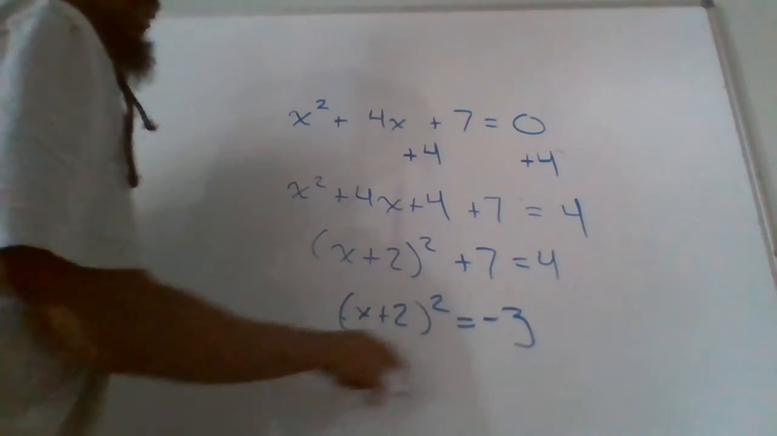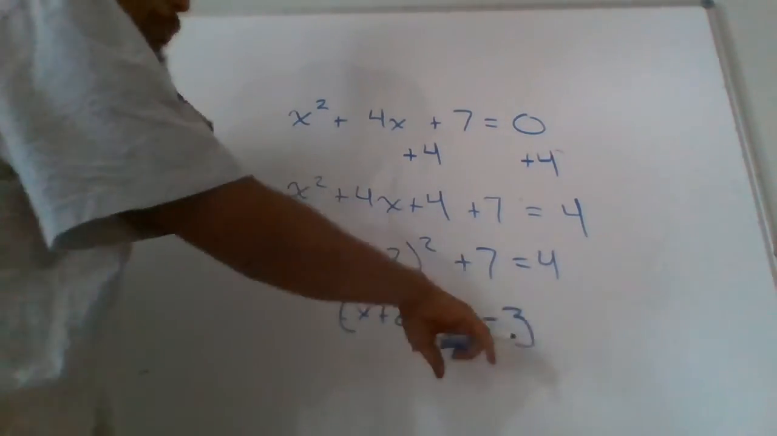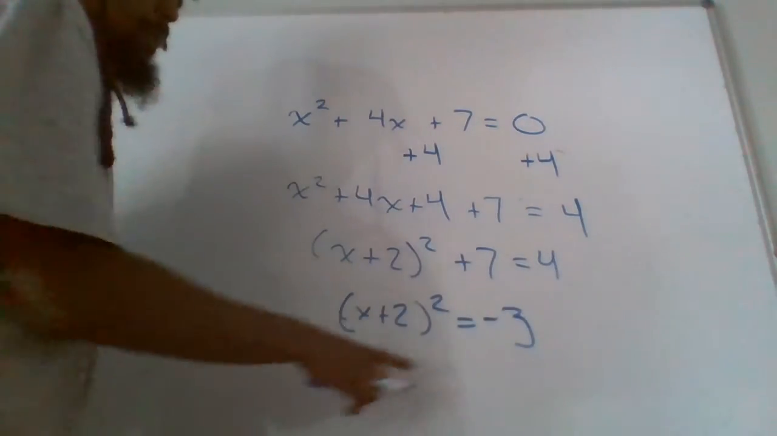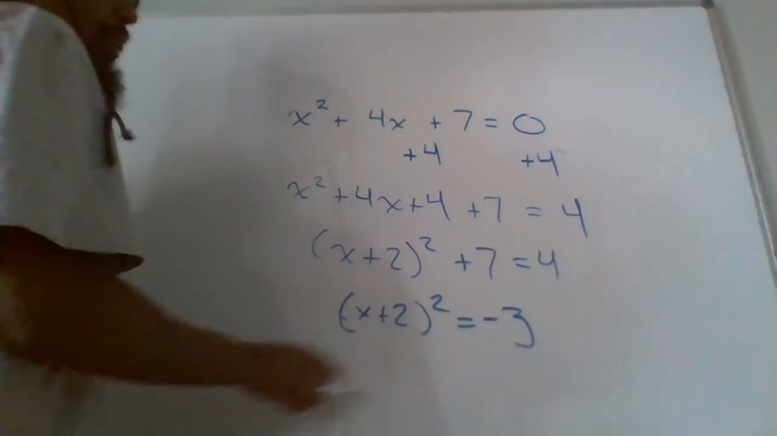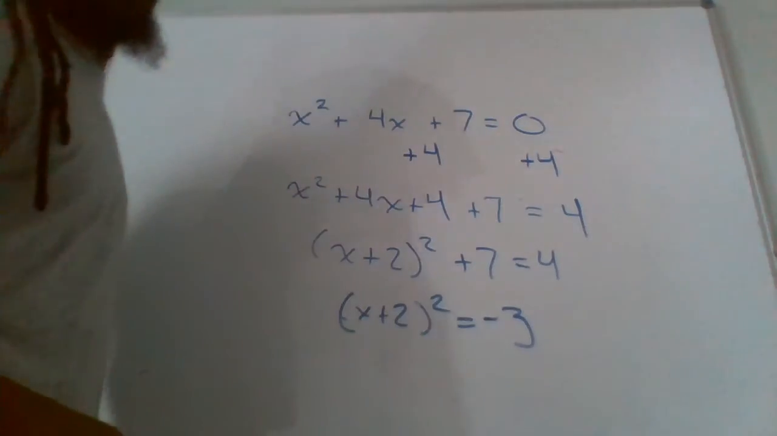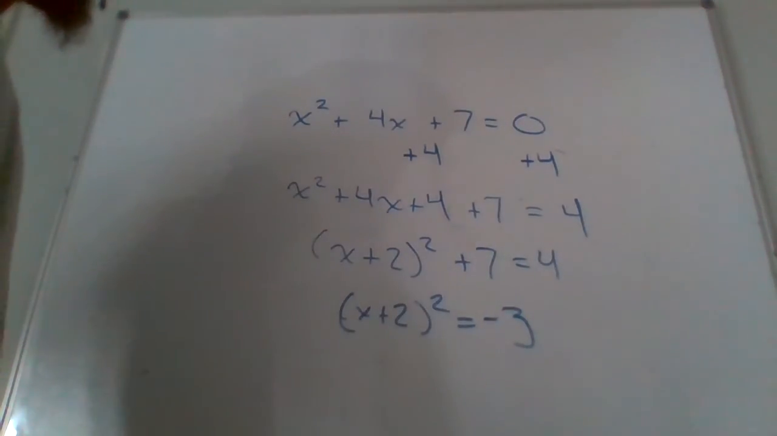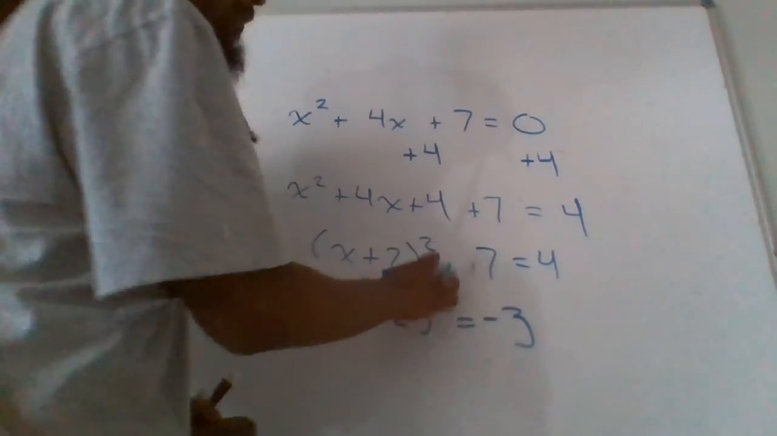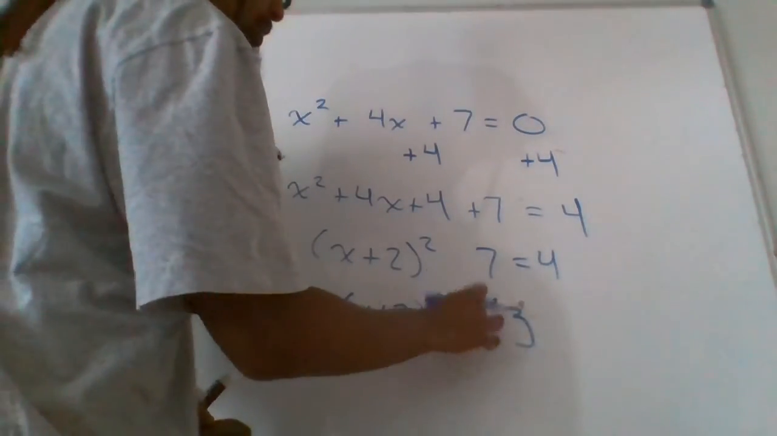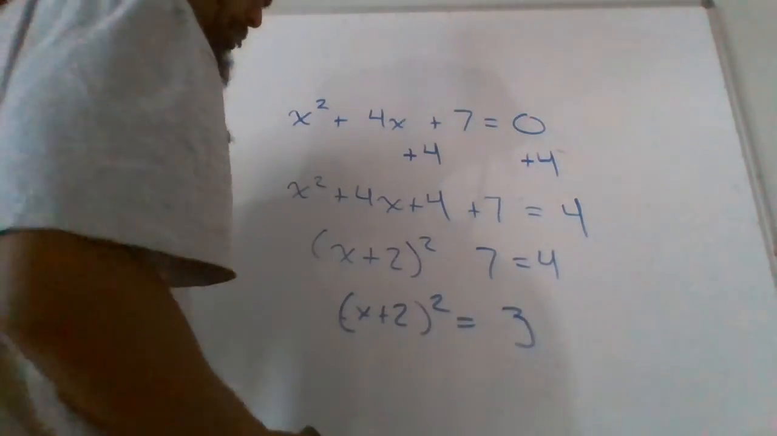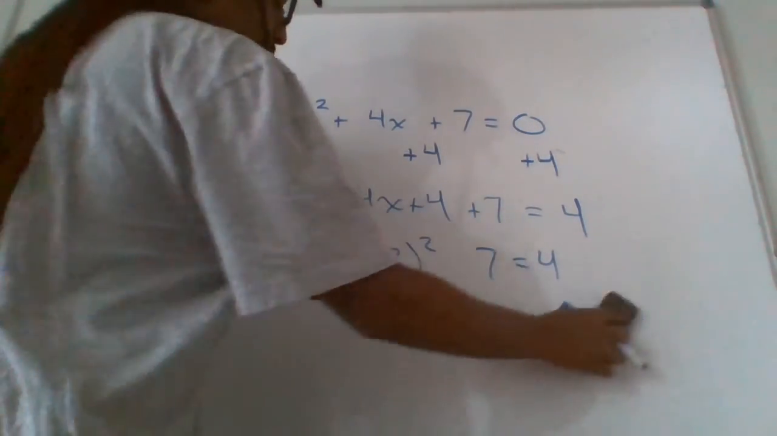Now, we can solve for x here, but we're going to get something weird because I know I'm going to take the square root of a negative. That really doesn't matter here. What I wanted to show you was how to complete the square. That's completing the square.